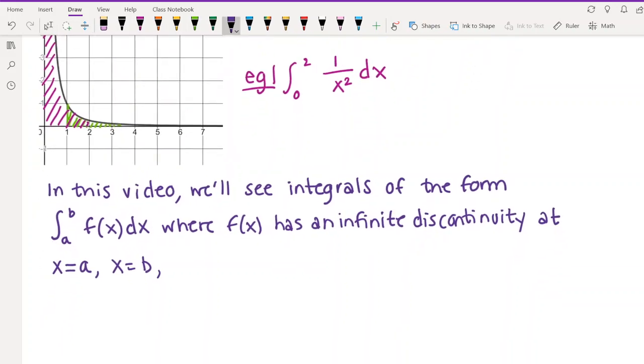But we'll see that there's also cases where it might have an infinite discontinuity not at one of your bounds, but somewhere between them. So we'll say also, or at x is equal to c, where c is some number between a and b.